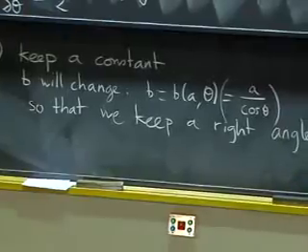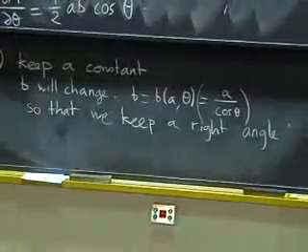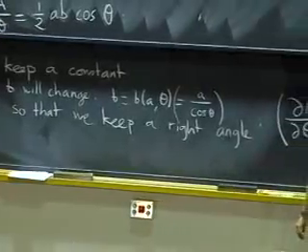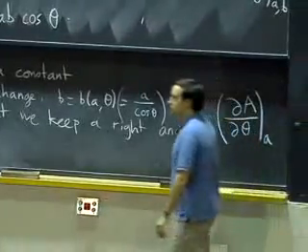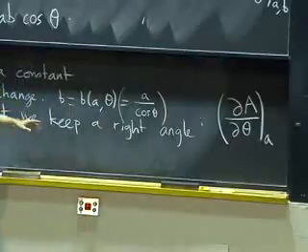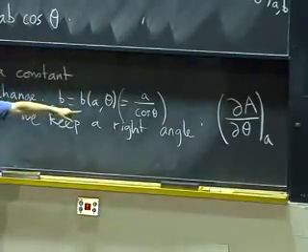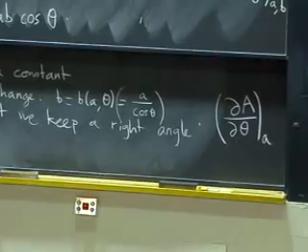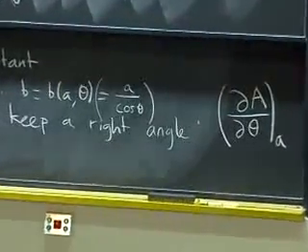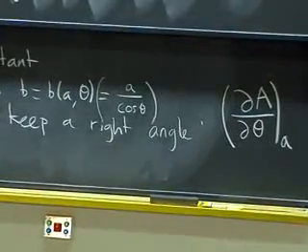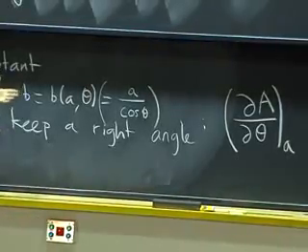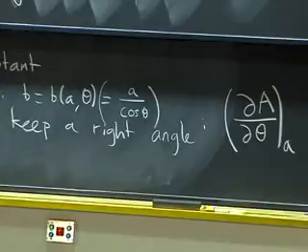And so the name we will have for this is partial A over partial theta with A held constant. And the fact that I'm not putting B in my subscript there means that actually B will be a dependent variable. It changes in whatever way it has to change, so that when theta changes, A stays the same. Well, B changes so that we keep a right triangle.